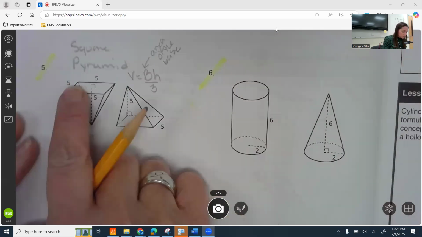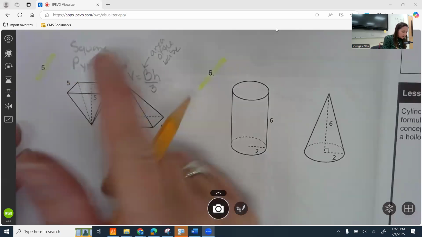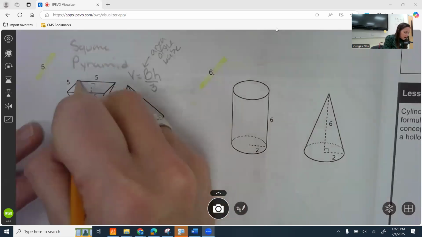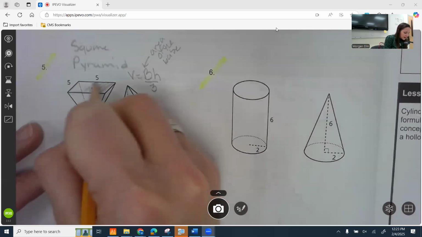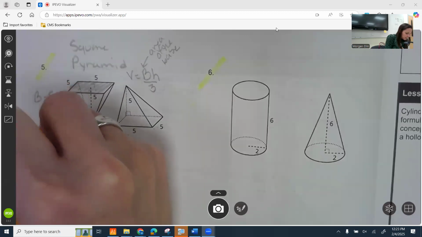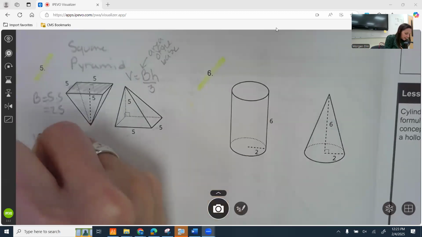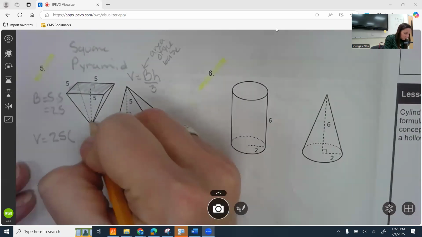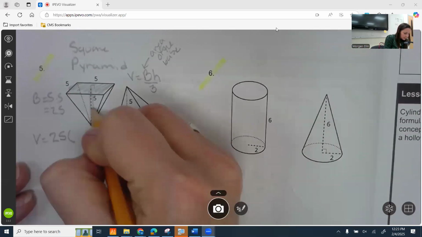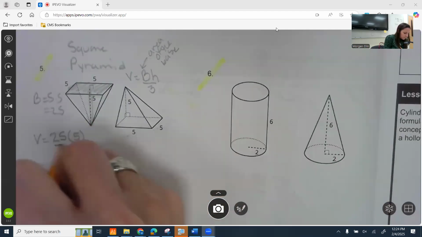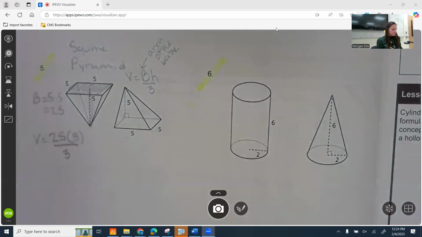So here we go. Square pyramid. I know this one doesn't look like a square, but because they put 5s, it is. Here, the area of the base: how do you find the area of that? It's 5 times 5, which is 25. So now I can plug it into that formula. 25 times height. The height is from the apex to the base. This one just so happens to be upside down. So times 5. But don't forget to divide by 3.